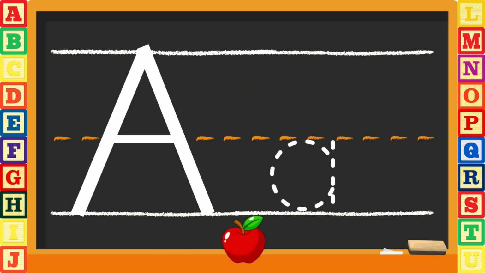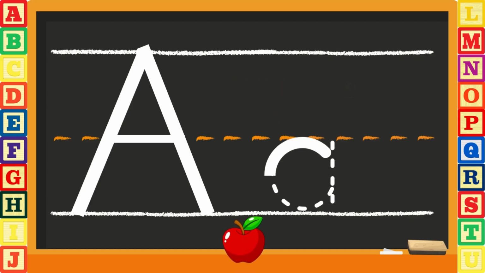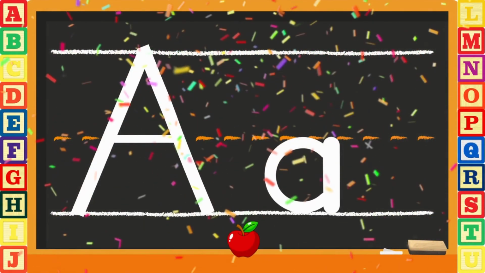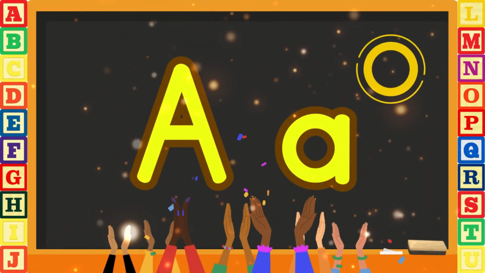We call this lowercase. Start by making a circle. Pull back, around, and up. Then, draw a straight line down. Fantastic work, amazing writers! The letter A is for so many fun things.